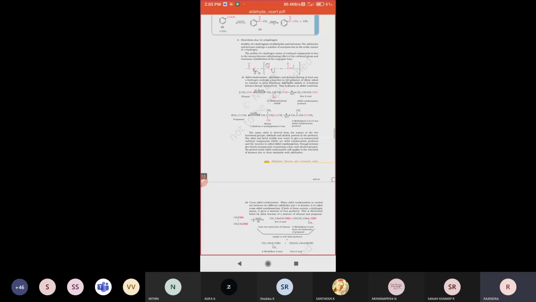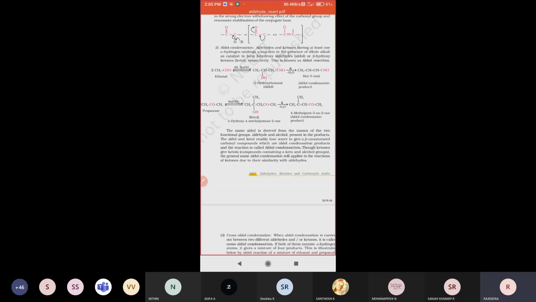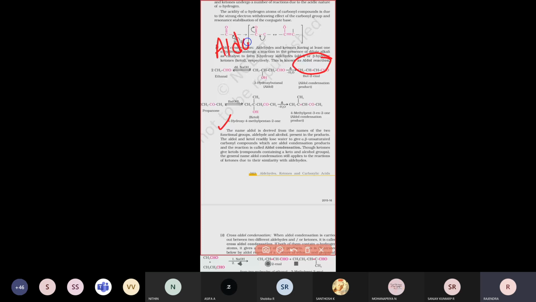Previous class we already saw the aldol condensation. What is meant by the name? Just see once again what the explanation says. Aldol: I already told you the name clearly. Ald is the aldehyde functional group, and OL stands for alcohol, also present there. So two functional groups are attached in the one carbon chain, and that is why we call it aldol.